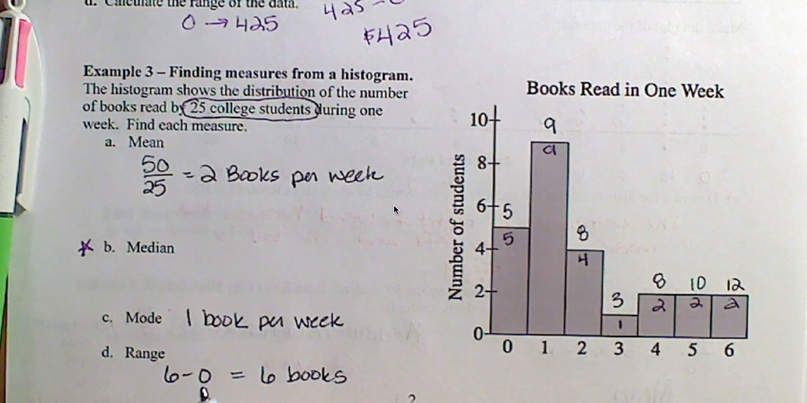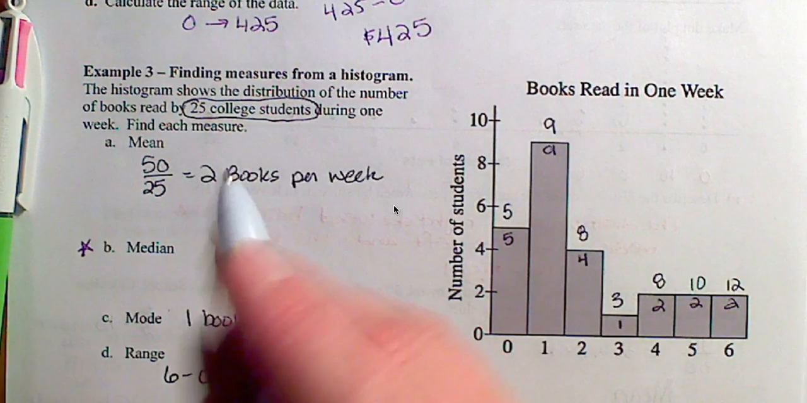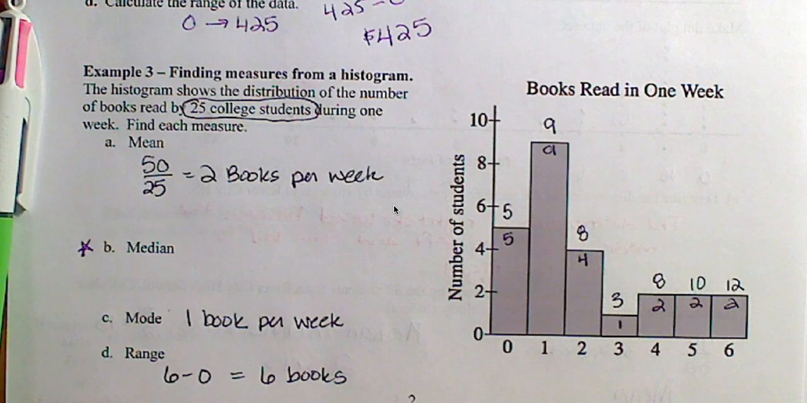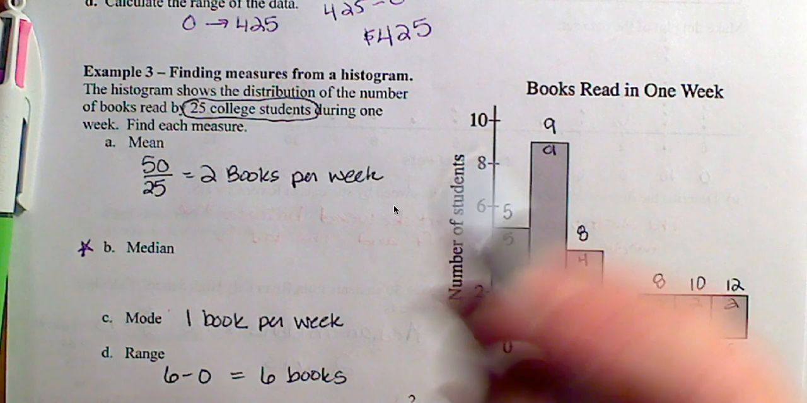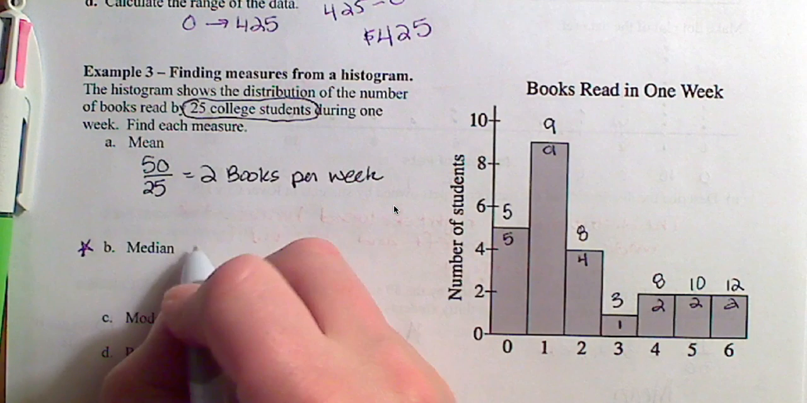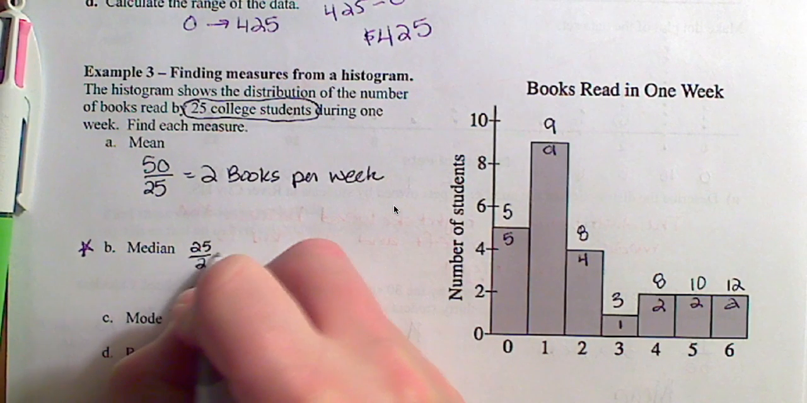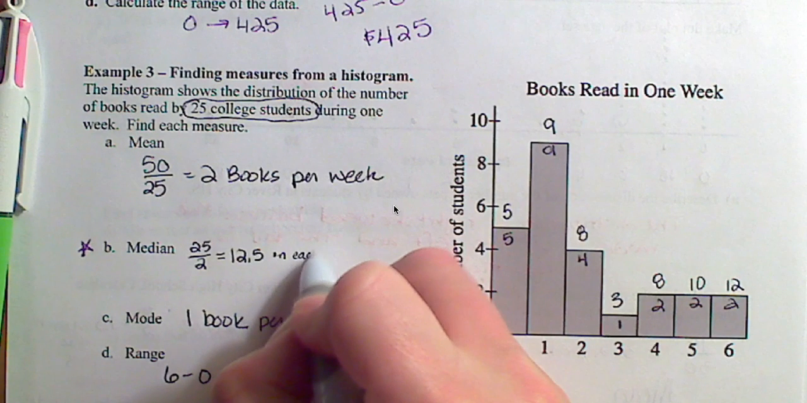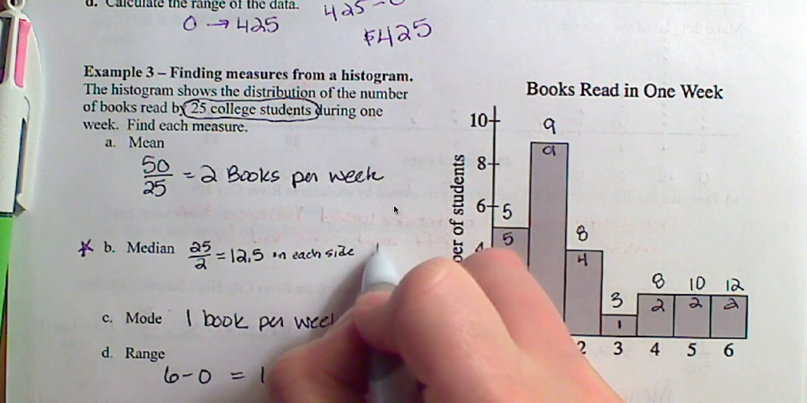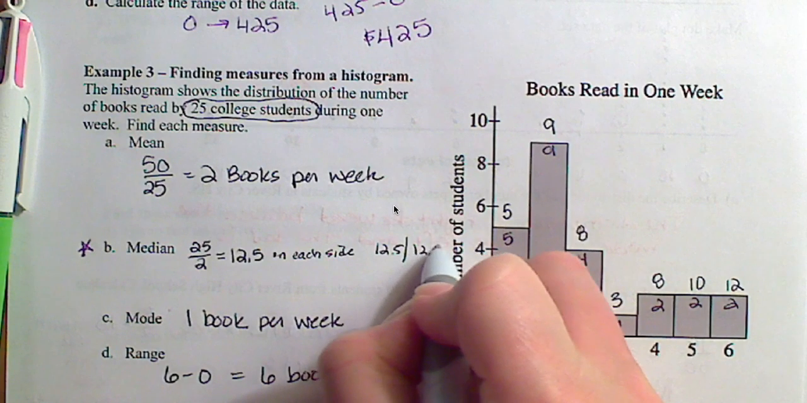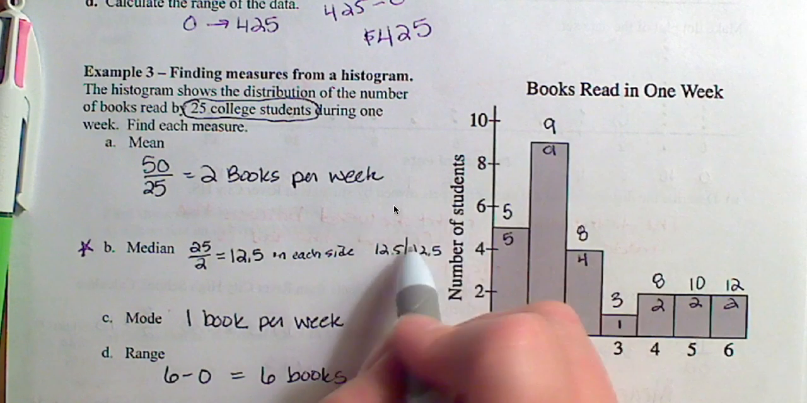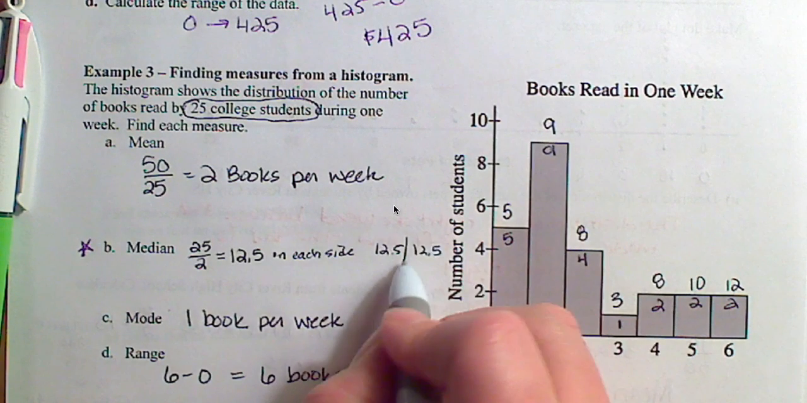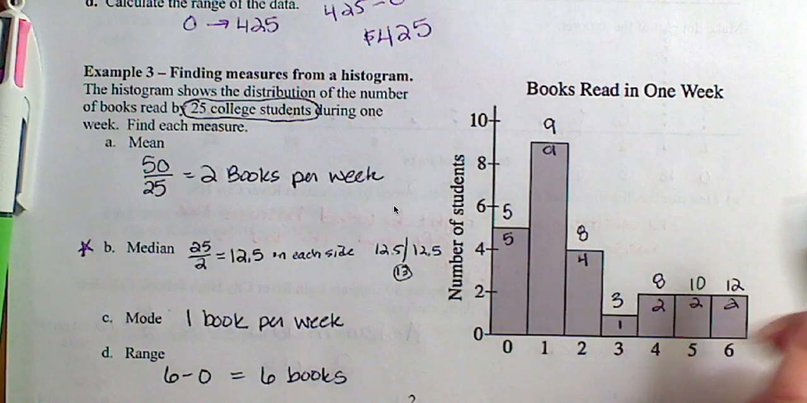Now the median's the more challenging one, okay? We know we're looking for the middle value, and it's not as easy in the dot plot for you to figure this out. So we know we have 25 college students. So we need to take those 25 and divide it in half, which gives us 12.5, okay? That means that we have 12.5 values on each side. Really you can't have half a value on the left side. So it's really the 13th value that we're looking for, okay?